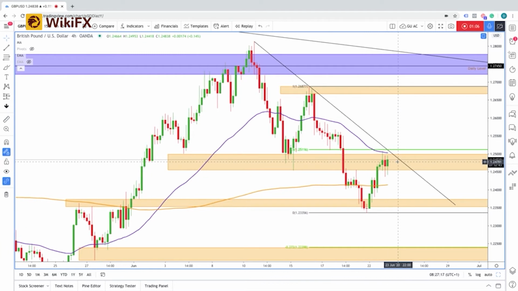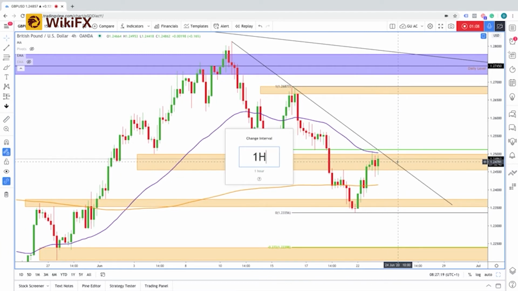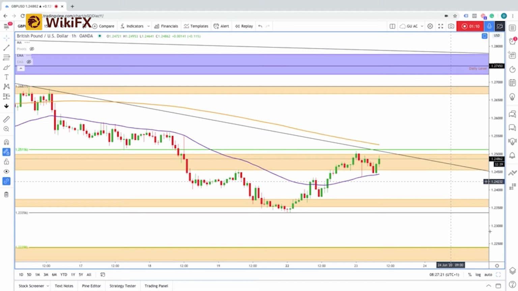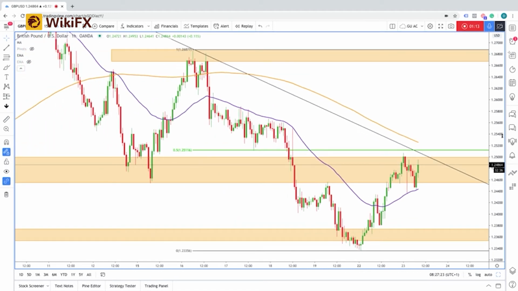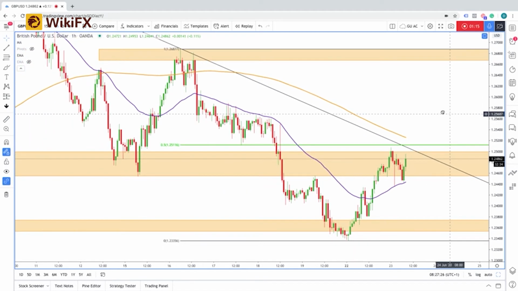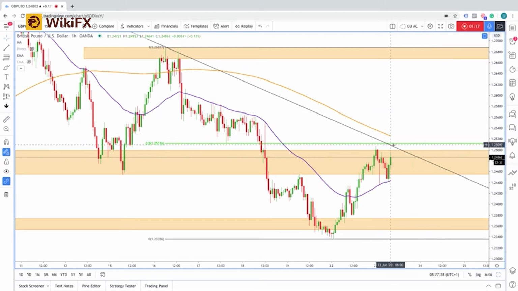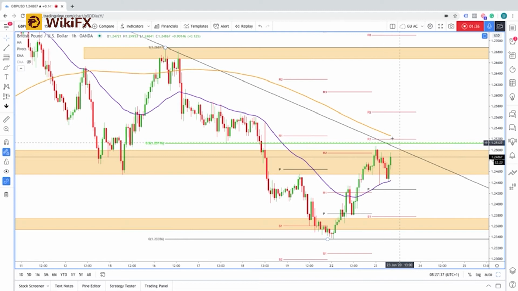Now, what we're currently seeing, if we drop down to the hourly time frame, is potentially a retracement on this pair. We've got the 50 Fibonacci retracement level just around 125.11. We also have R1 in this region. If we do start to see price push up into this level, this could be a level where we start to see sellers step in.